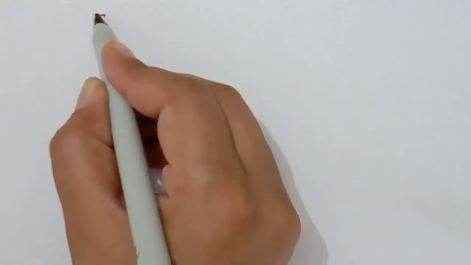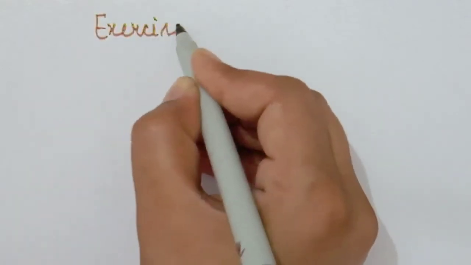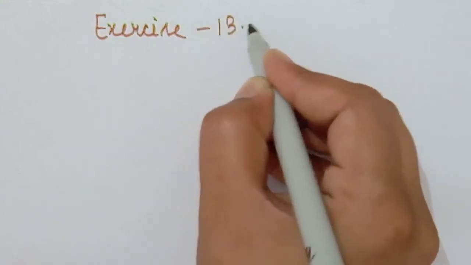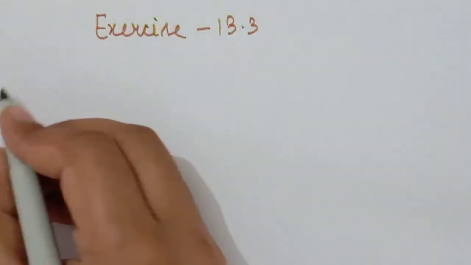So students, now we will take some questions based on the right circular cone from exercise 13.3. I choose question number 2.